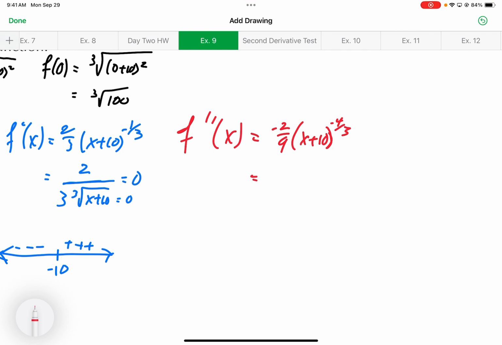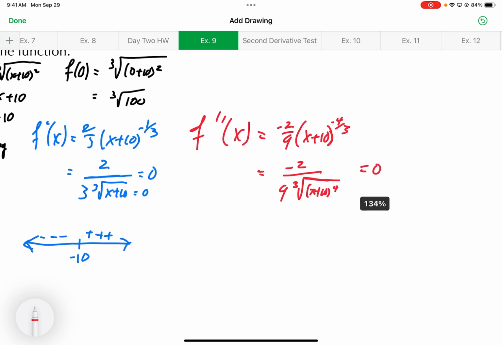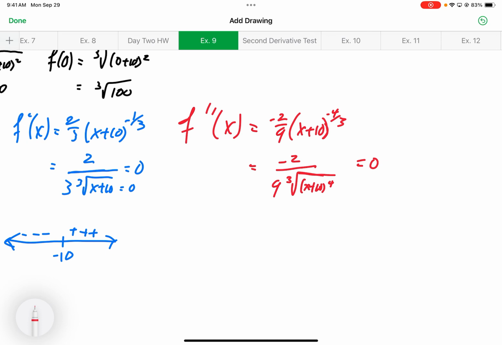All right, take a second to rewrite, because I feel more comfortable solving this when it's a fraction. Cubed root of x plus 10 to the 4th power. All right. So if we set that equal to 0, we get the same story as the last one, right? Nothing from my numerator is going to make it 0. The only value I need to pay attention to is negative 10.